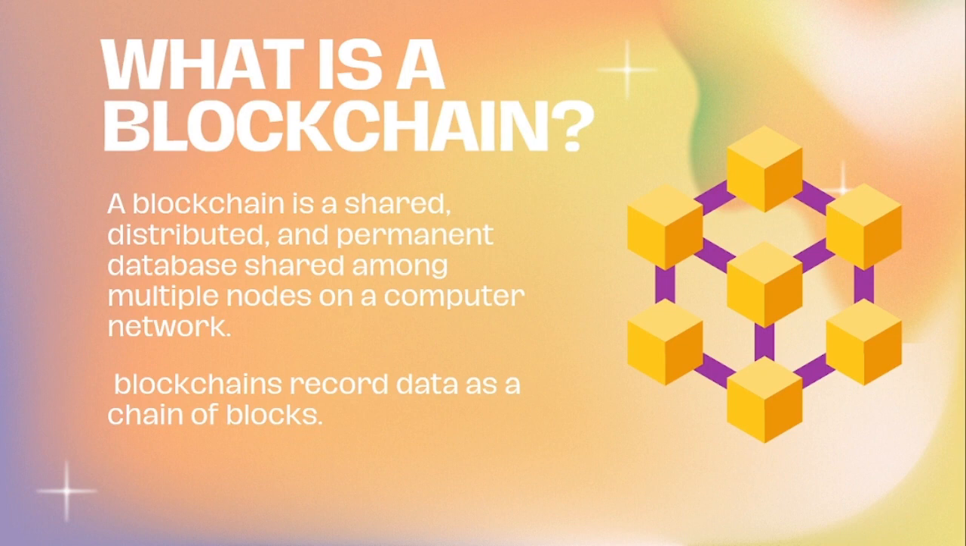Blockchain is a shared, distributed, and permanent database shared among multiple nodes on a computer network. Blockchain records data as chains of blocks. So what this is trying to make us understand is that a blockchain is just a ledger. It's just a distributed ledger shared among different computers on a network that records data in a chain.